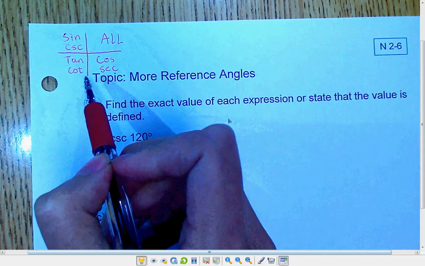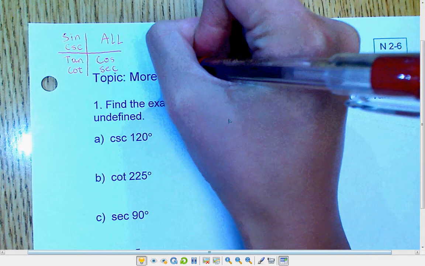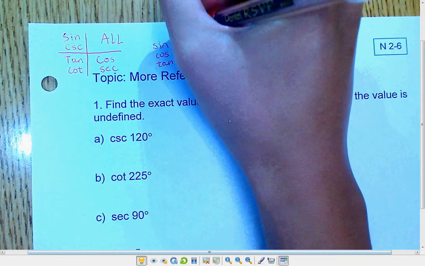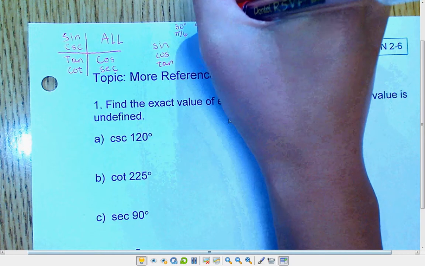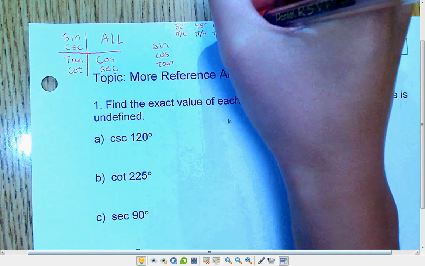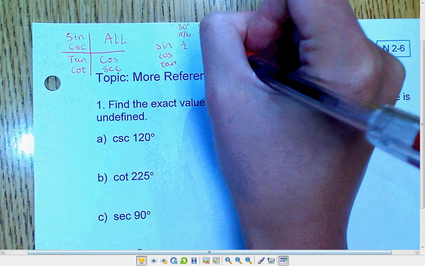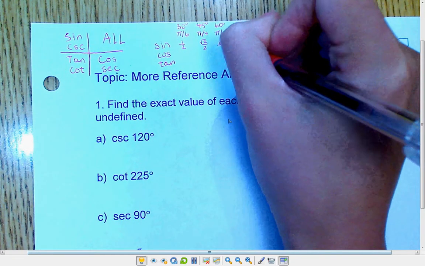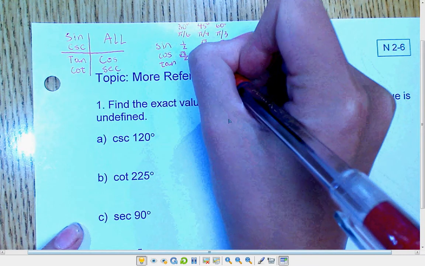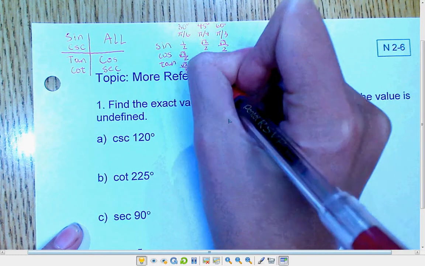So along with this, I'm again going to write down the chart that you have memorized by heart. Sine, cosine, tangent, 30 degrees, which is pi over 6, 45, pi over 4, 60, pi over 3, and then I have 1 over 2, root 2 over 2, root 3 over 2, and then backwards, root 3 over 2, root 2 over 2, 1 over 2, and then tangent, root 3 over 3, 1, root 3.